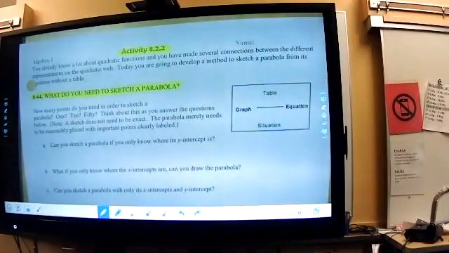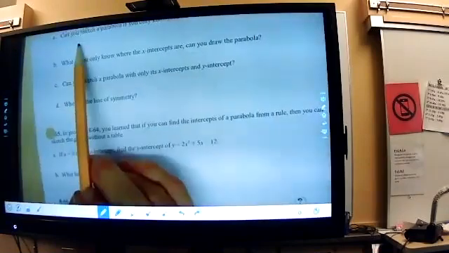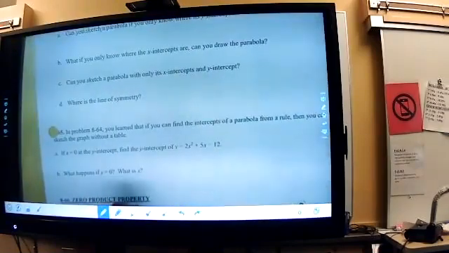Now, we're trying to make it exact, okay? Meaning all of us make the exact same parabola. So let's look at this first one. Did we all make the same parabola when I gave you just the y-intercept?